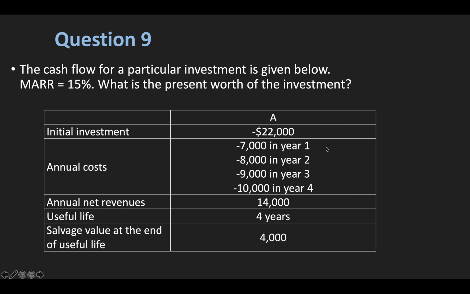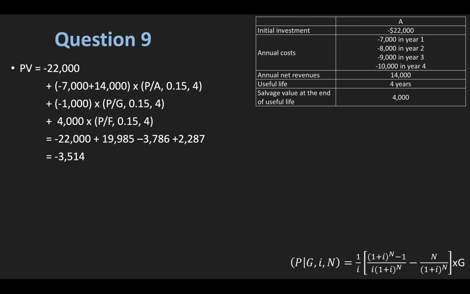This part is pretty easy as well. This part is a bit tricky, since we don't deal with this that much. It's basically a gradient cash flow, right? So here's exactly how I calculate. Like I said, this part we don't need to do anything to. This part we convert future value to present value, for the $4,000.